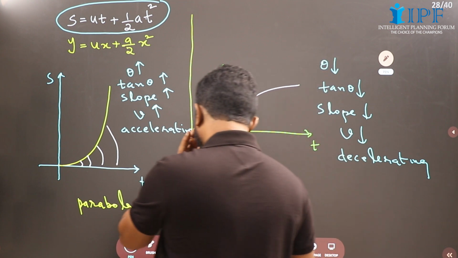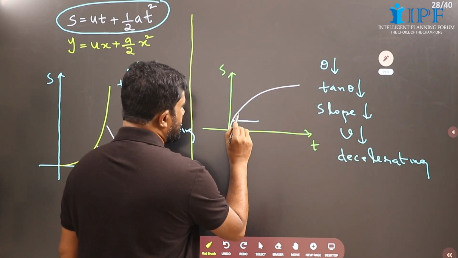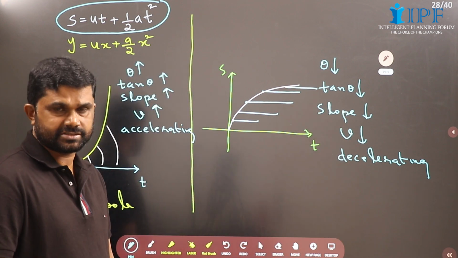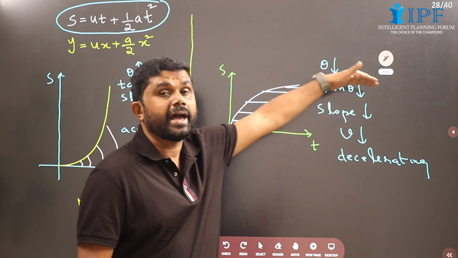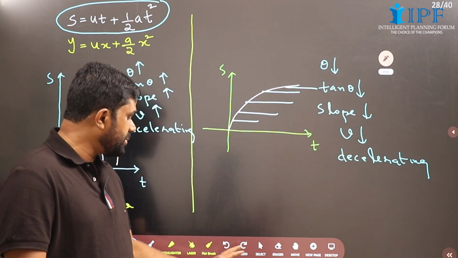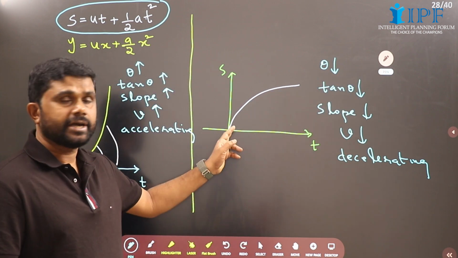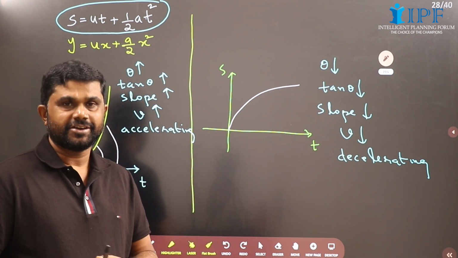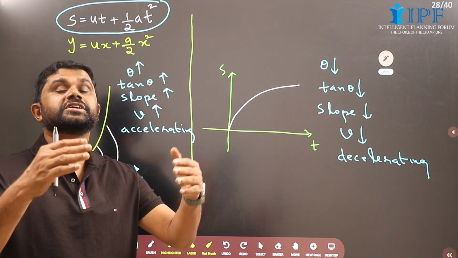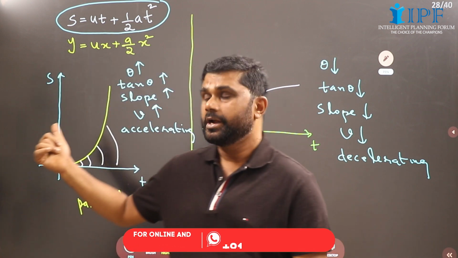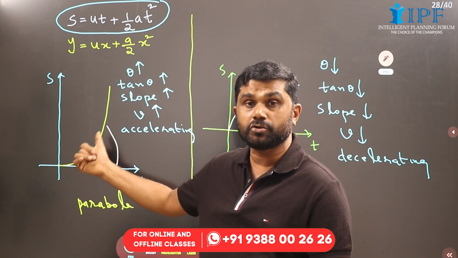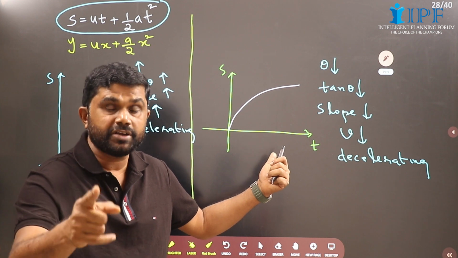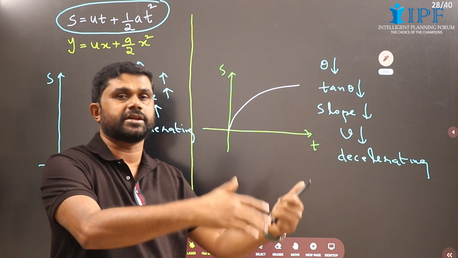Means here the angle made by the graph with the x-axis decreases. And finally it will become parallel to the x-axis, means the angle will become 0 finally, right? So here theta decreases, tan theta decreases, slope decreases, velocity decreases, means body is decelerating. So this will be the displacement time graph of a body which undergoes constant acceleration, and this will be the displacement time graph of a body which undergoes uniform deceleration.